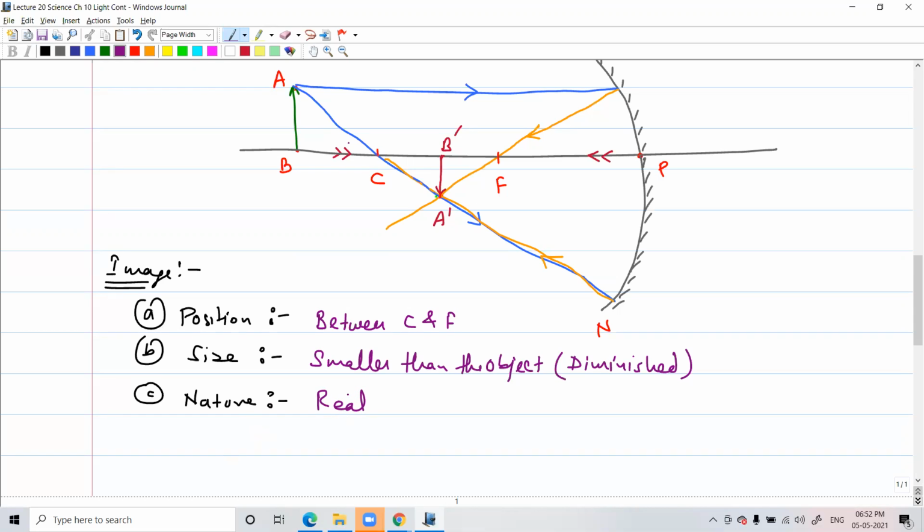Real objects can be projected on the screen. If you put some kind of screen over there, you will actually be able to see the figure or the image of that thing. So it is real. And what else? Is it inverted or erect? What does it look like, looking at the object? Inverted. It is inverted.